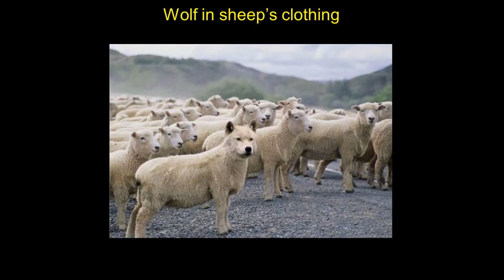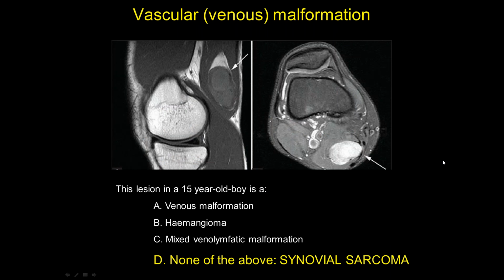So what we are looking at is a wolf in sheep's clothing. Do you see the wolf? Here is the wolf. And that lesion is a wolf in sheep's clothing too. Because what we were looking at was none of the above, and this is a synovial sarcoma. So of course, these are the rare lesions that we have to be so aware of, and if we miss them, the patient will die, right? So that's why I just wanted to point this out again.